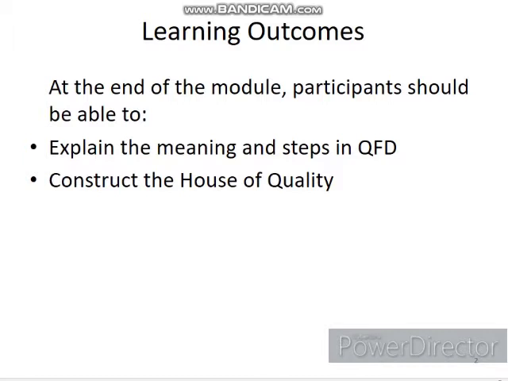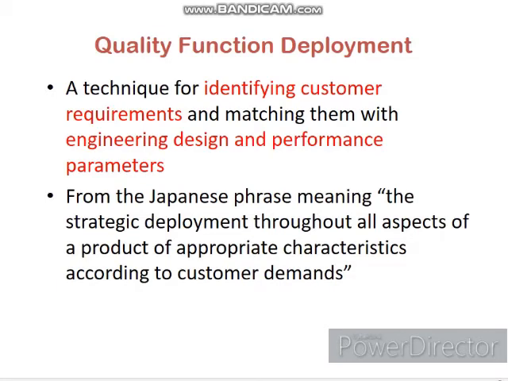Basically, the house of quality is the outcome of the QFD. So if you are able to construct the house of quality, it indicates that you understand the steps of QFD and the meaning behind the QFD. Quality function deployment is basically a technique to identify customer requirements and match them with engineering design and performance parameters. So basically, QFD is a technique for identifying customer requirements.